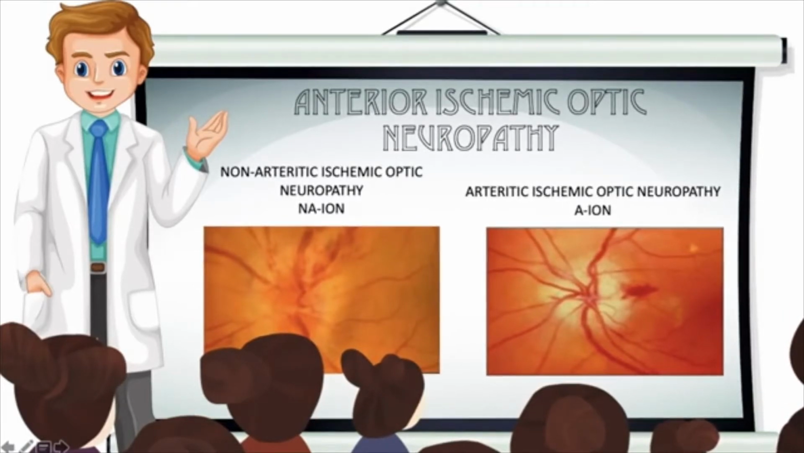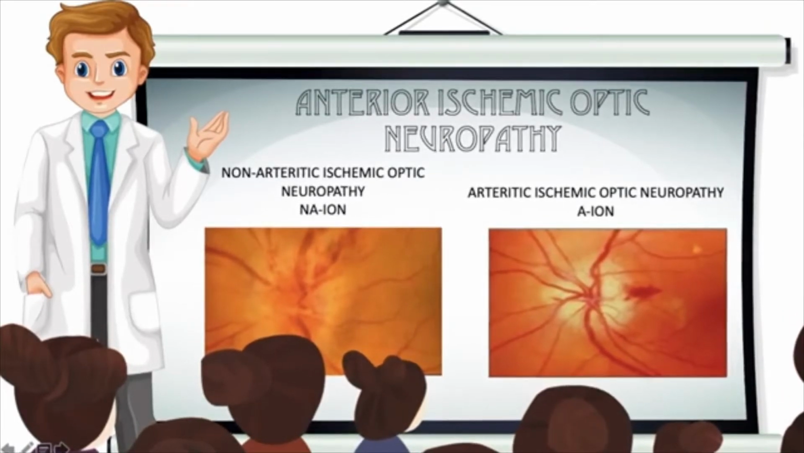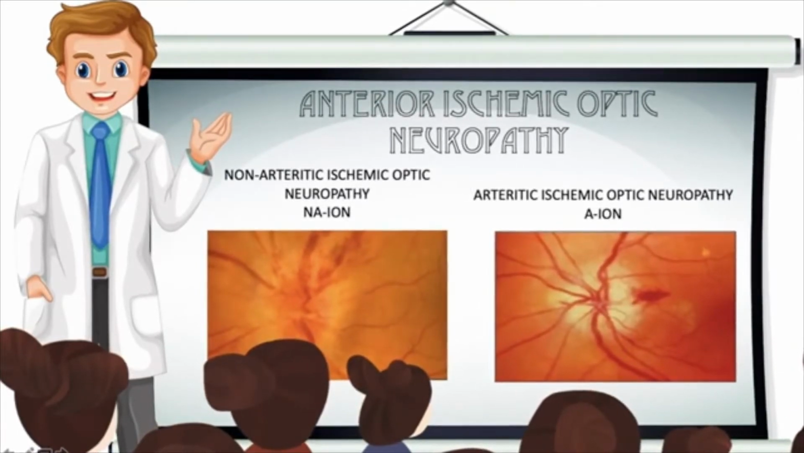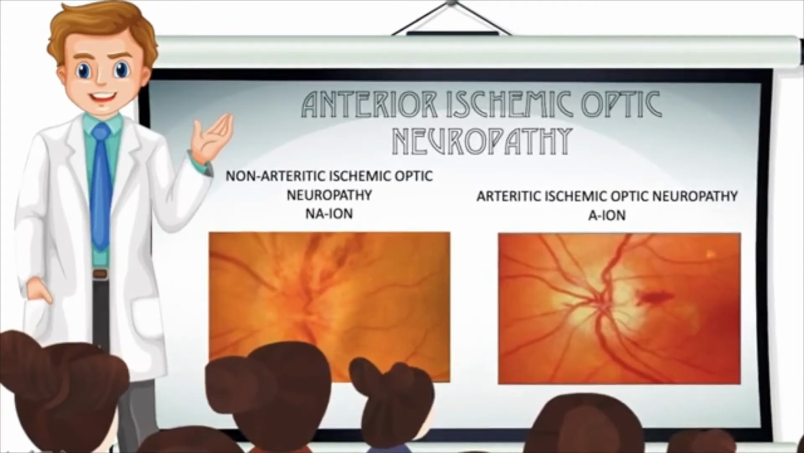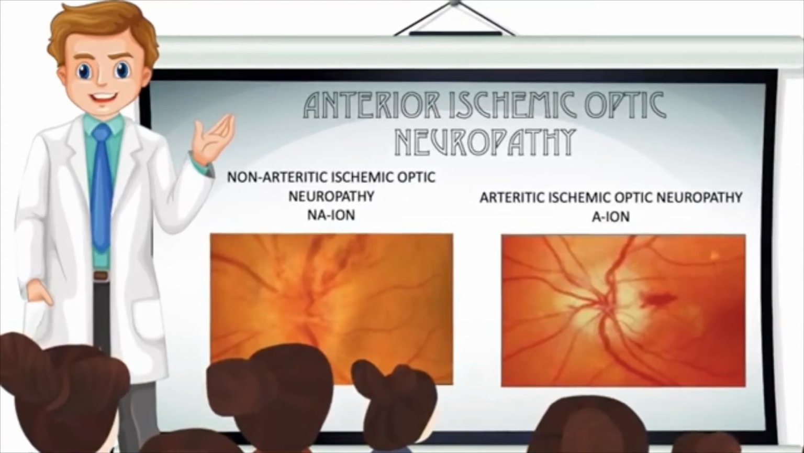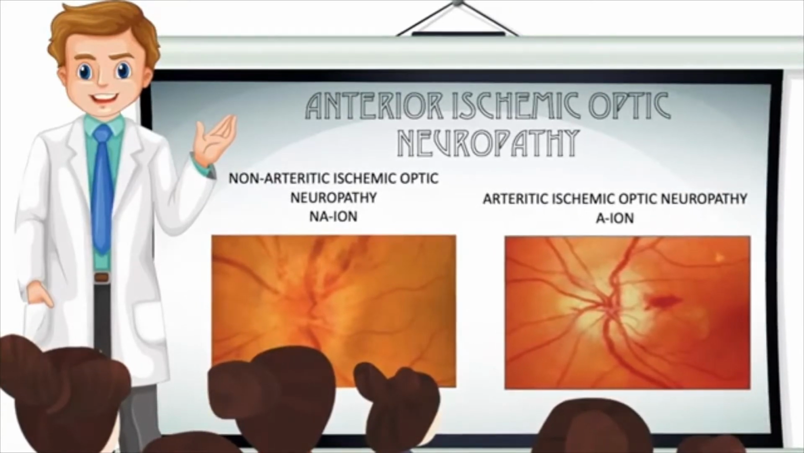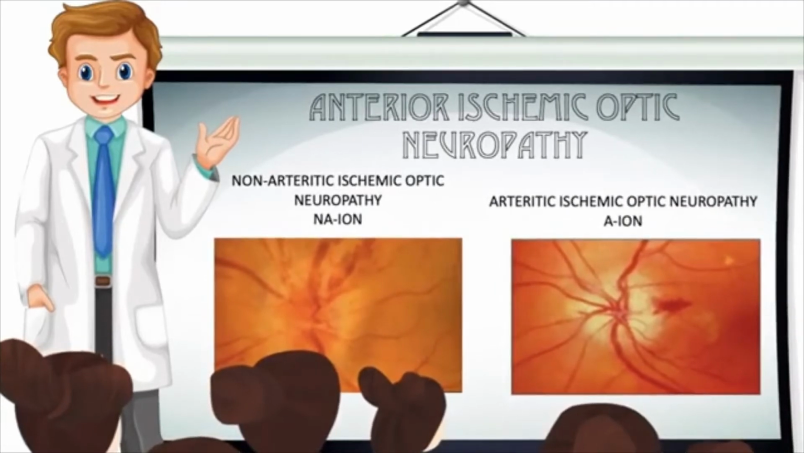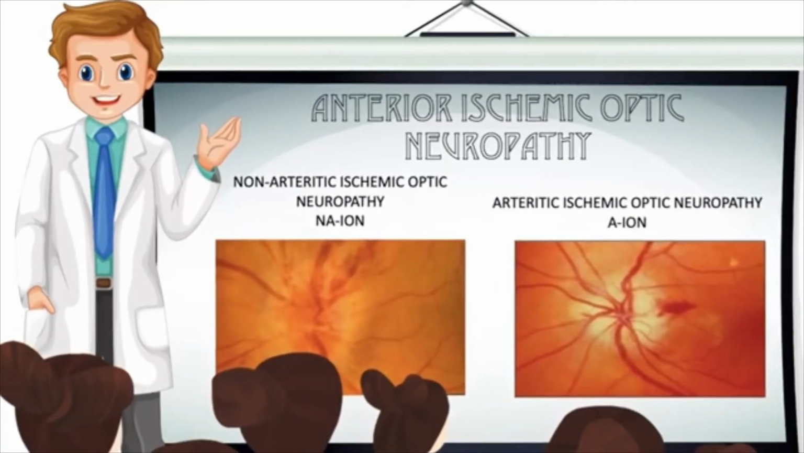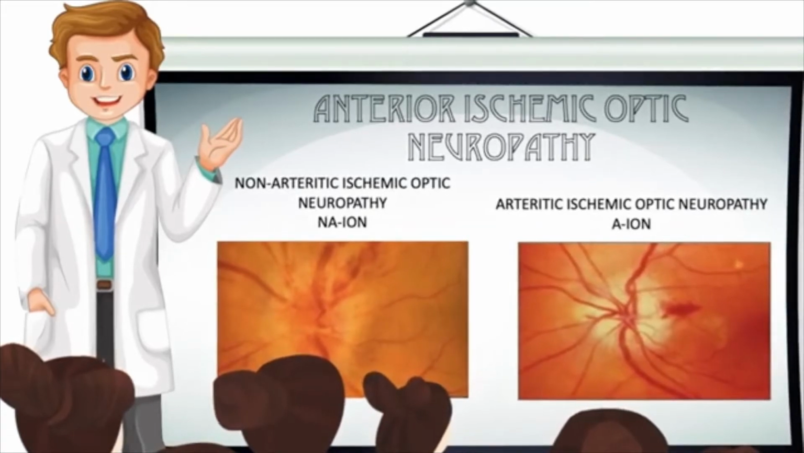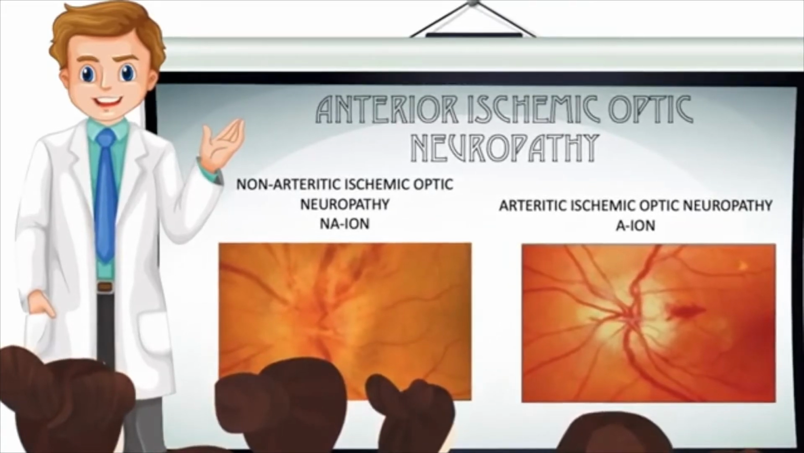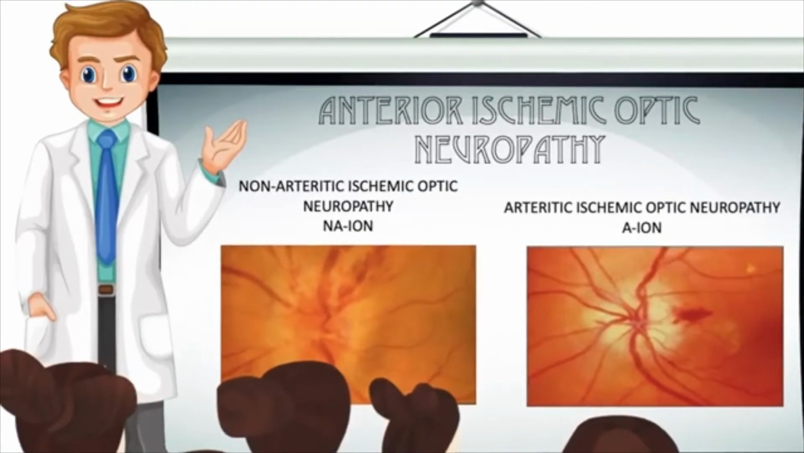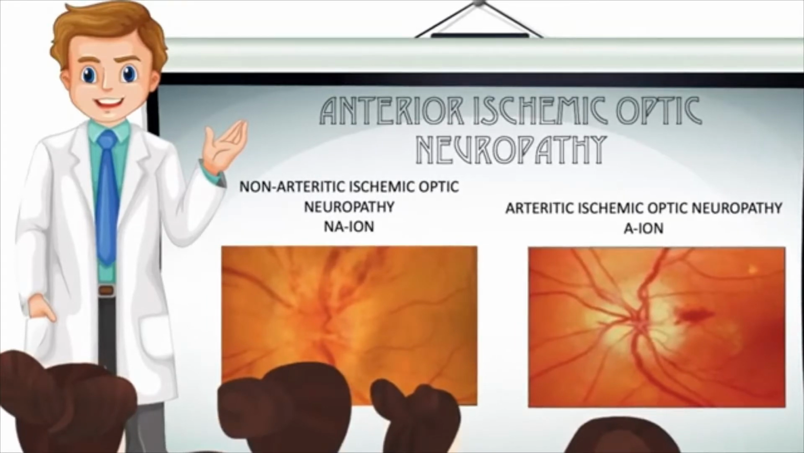Ischemic optic neuropathy is divided into two: the anterior and posterior ischemic optic neuropathy. Now let's discuss anterior ischemic optic neuropathy. Anterior is the loss of vision due to interruption of blood flow to the anterior part of the optic nerve, also known as the optic nerve head. There are two types of anterior ischemic optic neuropathy, the non-arteritic and arteritic. I have here a scenario in a clinic to understand more about the types.